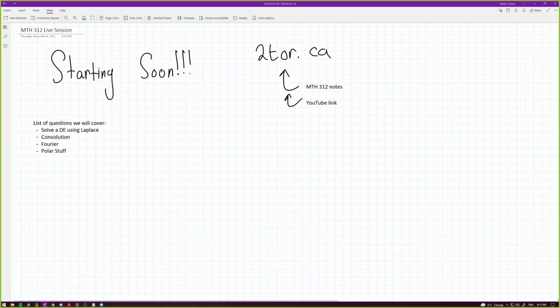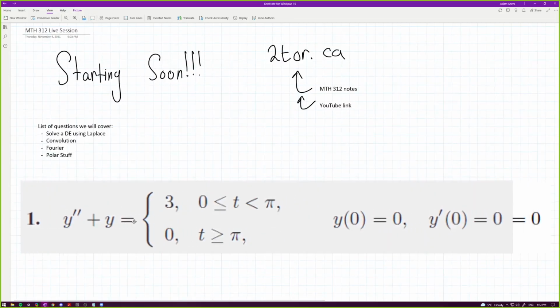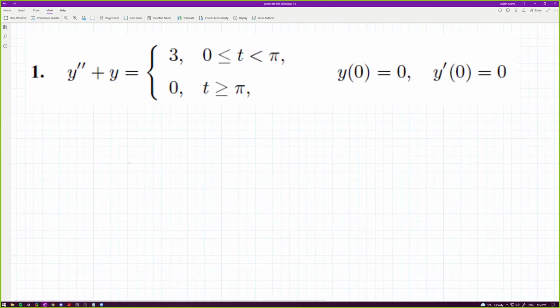So the first question I have is question 8.5.1 from the homework, and it looks like this. It's a pretty good one. So there it is. That's our question 1. The question says we have y double prime plus y equals this piecewise function, and there's our initial conditions. Luckily, our initial conditions are 0 in this case, so that does make things a little bit easier, but the actual solving of this is a little tricky.